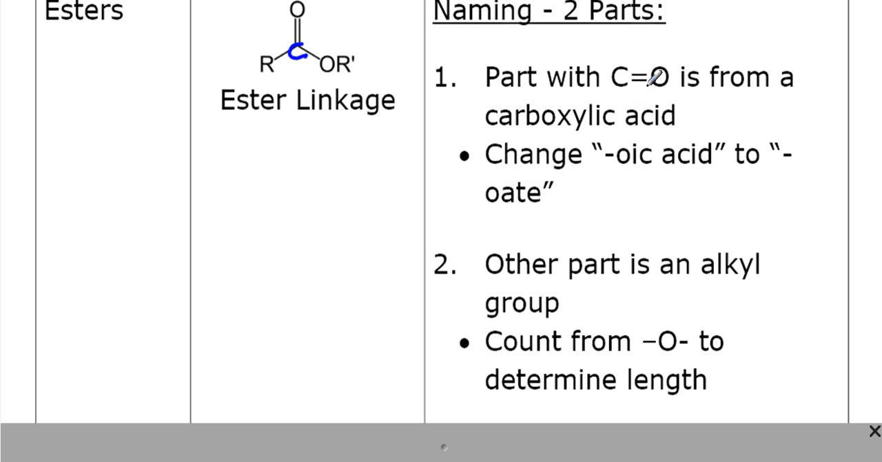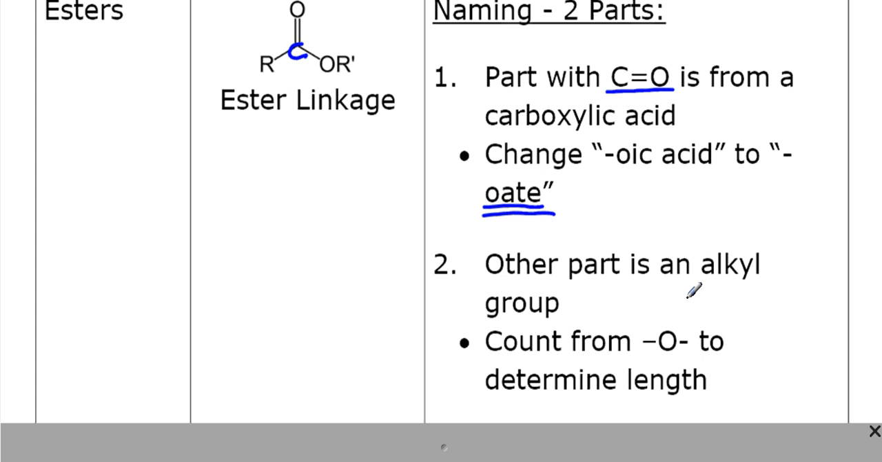One part has to do with what is attached to the carbon with the double bond to oxygen. That part, when you make an ester, comes from the root of a carboxylic acid. And we know we normally name carboxylic acids with the suffix oic acid. So instead of having oic acid, it's going to end in OATE. So that part is the part from here, and it goes attached here the way this diagram is shown.